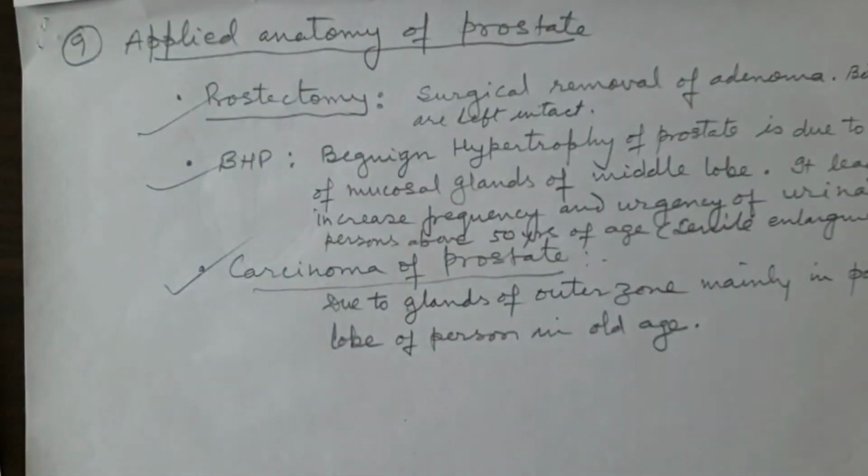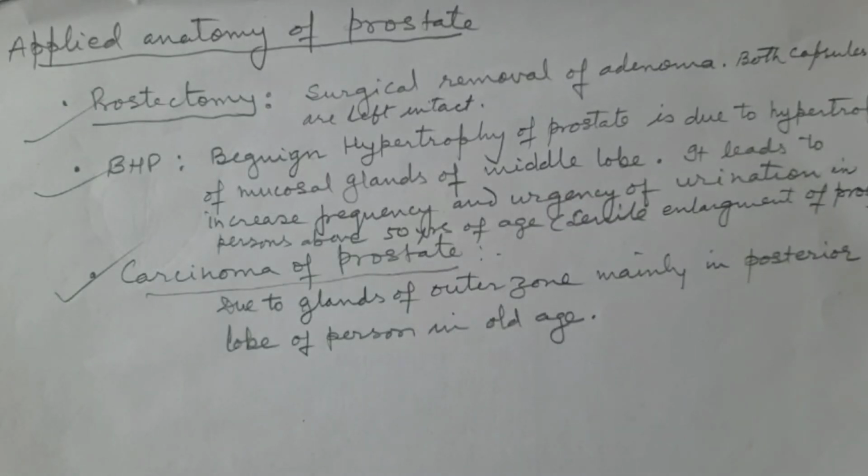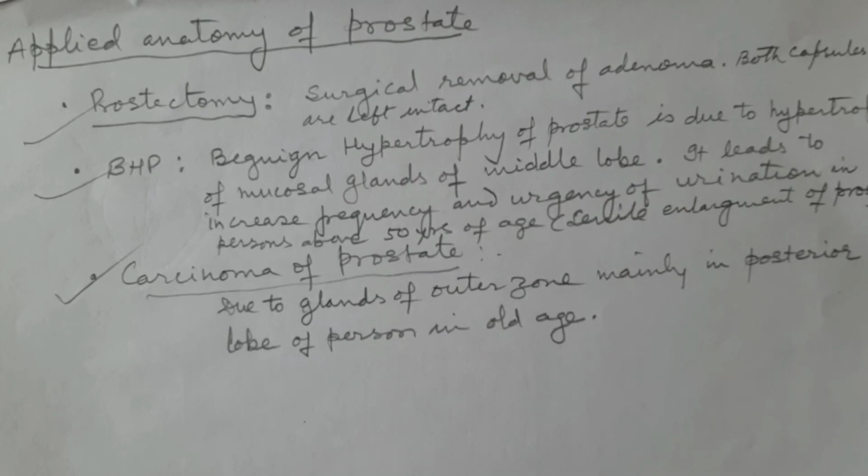Lastly, we come to the carcinoma of prostate. As I said, the lateral and posterior lobe is the common site, and some part of the lateral lobe, the most outer zone, which is the prostatic gland proper, is the site for the cancer. So the cancers arise from the glands present in the outer zone, mostly in the posterior lobe, and this is the site for the cancer which takes place after the age of 50 or 60.